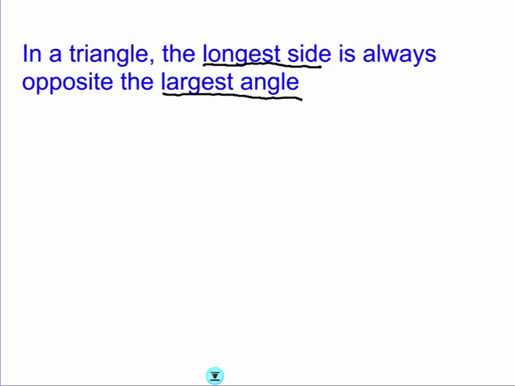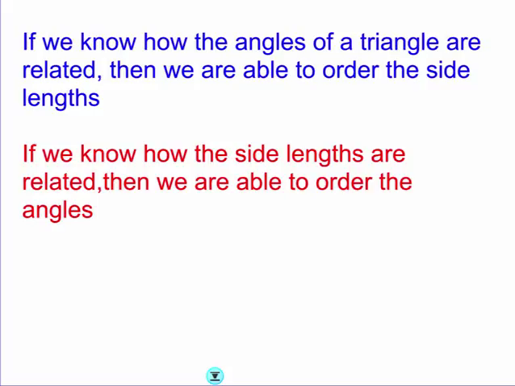So if we are given the angles of a triangle and we know how they are related, then we're able to order the side lengths. And conversely, if we know how the side lengths are related, then we're able to order the angles. Let's go ahead and take a look at some examples of this.